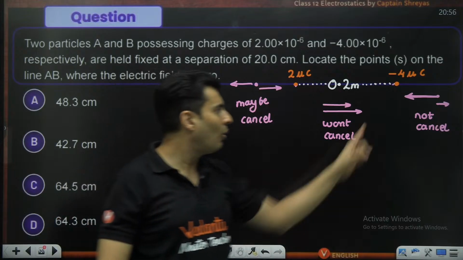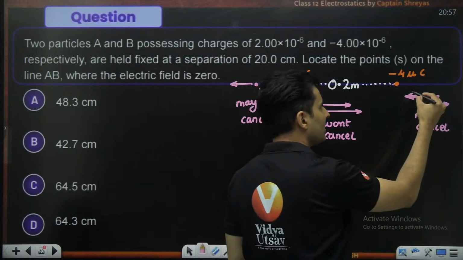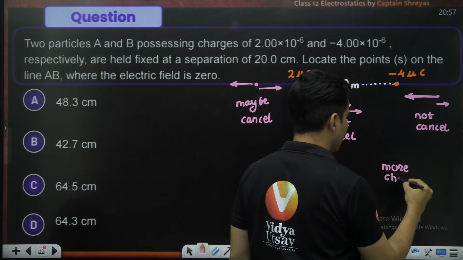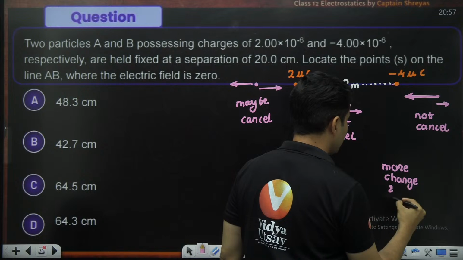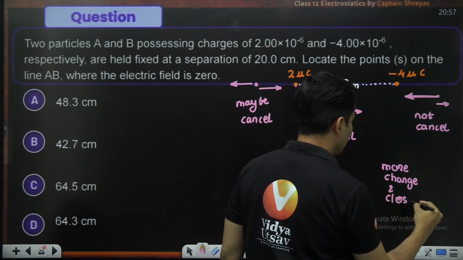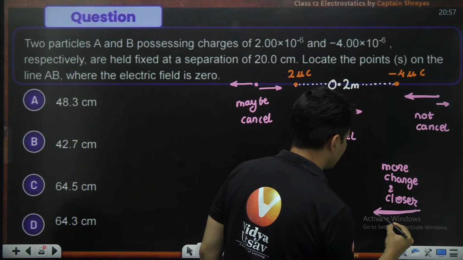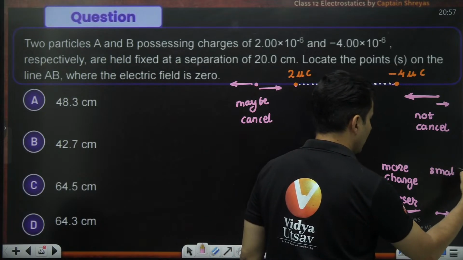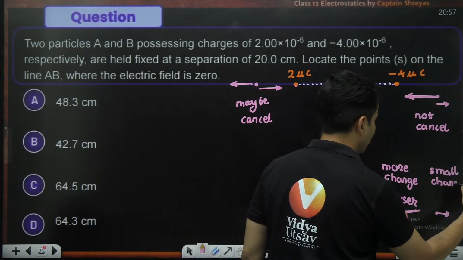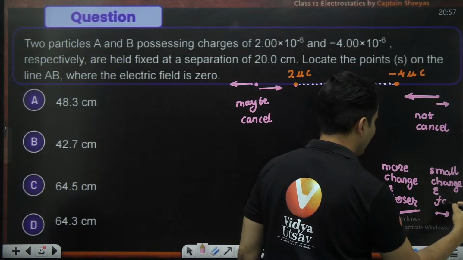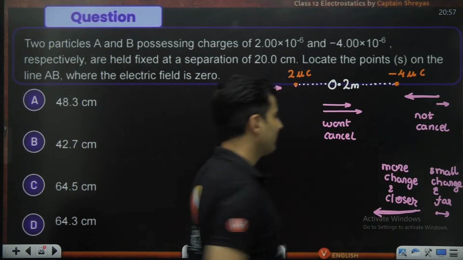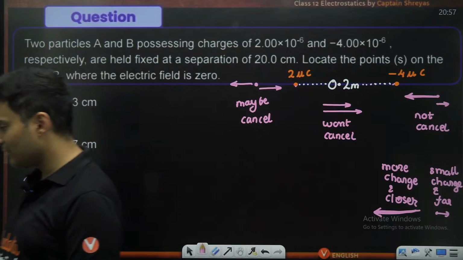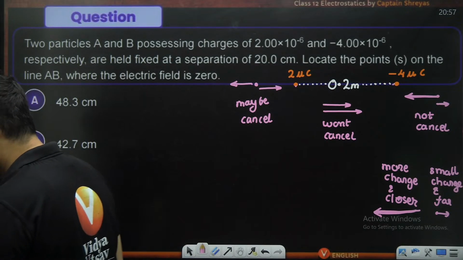Did you understand why this vector is big? Because there is more charge and it is closer. That's why it was big. The moment you are having a smaller charge, and you are far away, it is going to be a smaller field. So a big vector and a small vector will never be able to cancel out each other. Got it? Okay, very good.